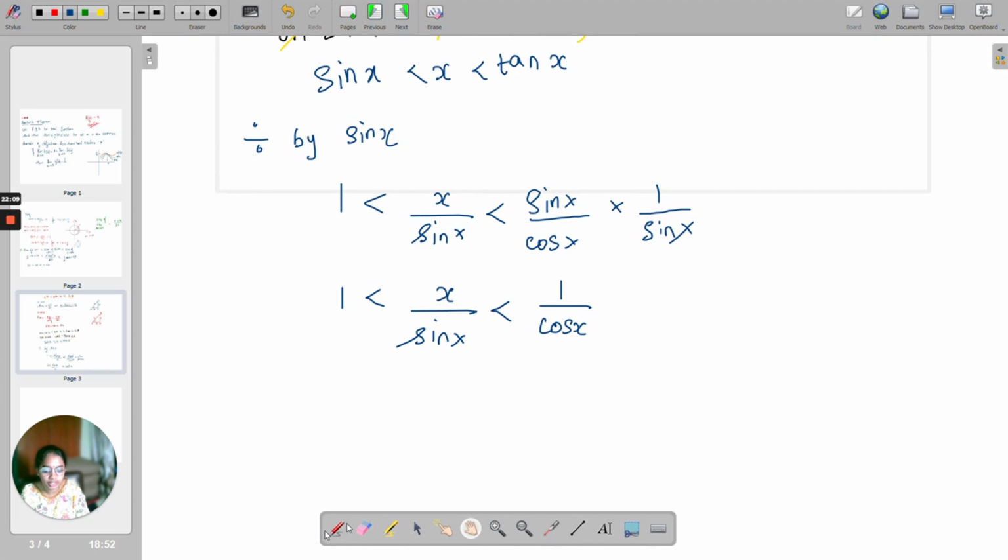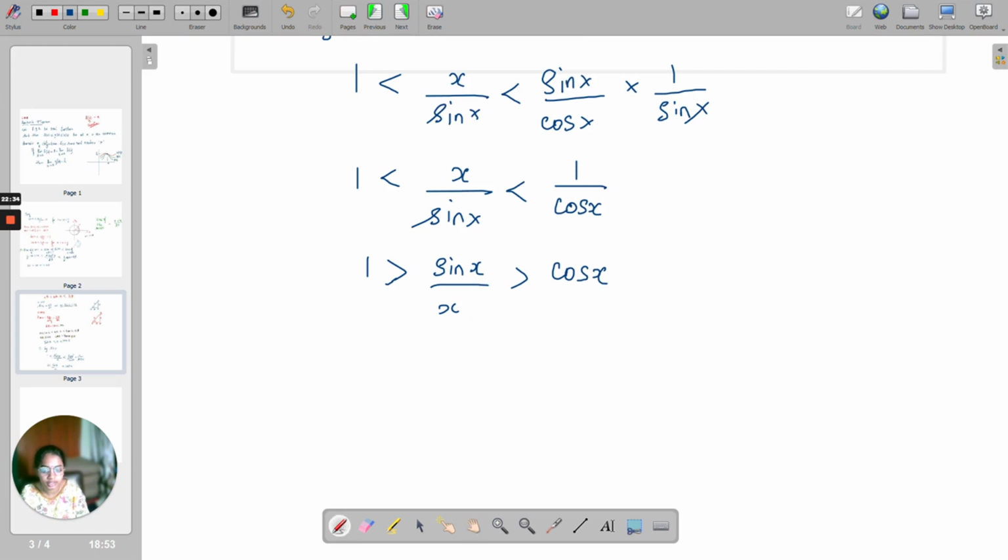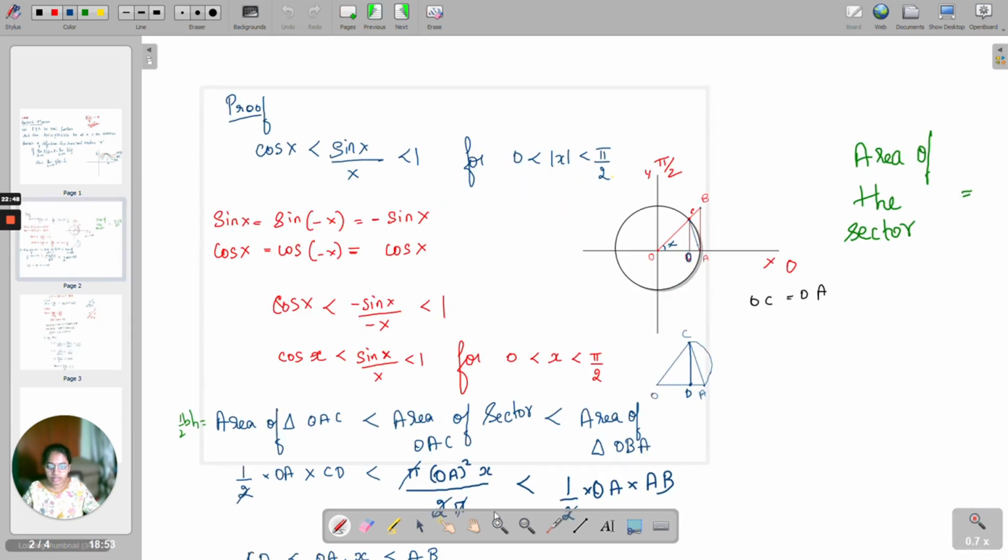Now let me take the reciprocal. What would I get if I take the reciprocal? 1 would remain as 1. And since we are taking the reciprocal, the sign would change. We would get the greater than sign. So I would get sin x divided by x greater than cos x. Or I can write it the other way, that is cos x is less than sin x divided by x, and this is less than 1. So we've arrived at this. Hence the proof.